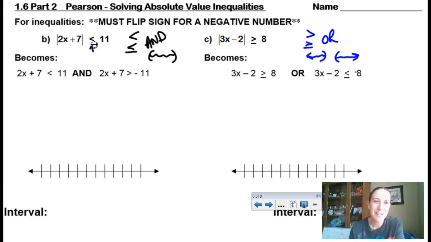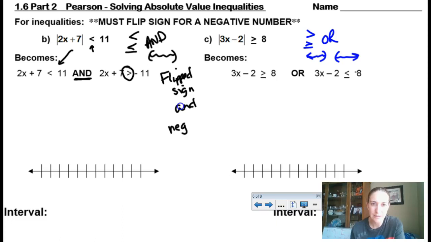All right, so this first one here, it was a less than, spoiler alert, it's an and. But if I look down here, this person has already set it up for me. They took the inside stuff and said, just basically they took the bars off. It's less than 11. They wrote down the word and as part of the solution setup. And then the second setup is 2x plus 7 again. But notice they flipped their sign and they negated their answer. So they reversed or flipped the sign and they negated the answer. And that's how you set up the second inequality. Still solve the same though.